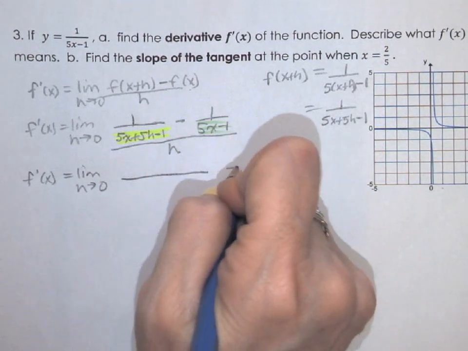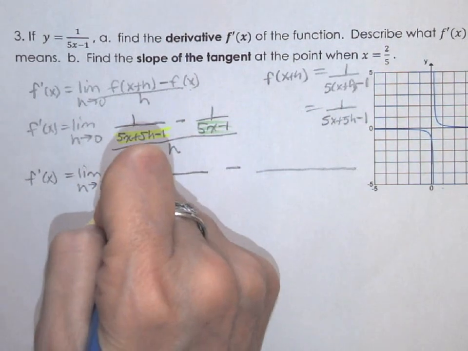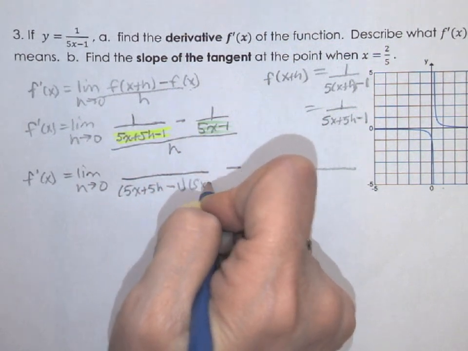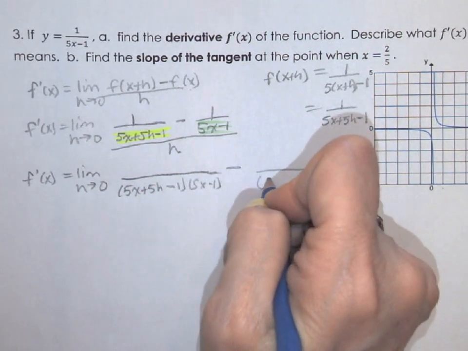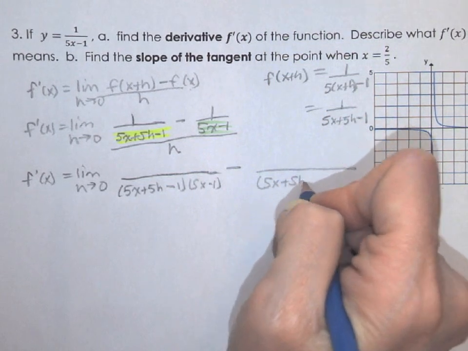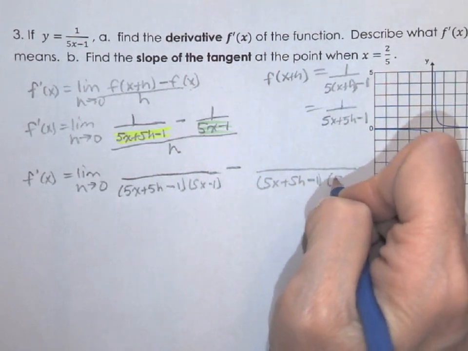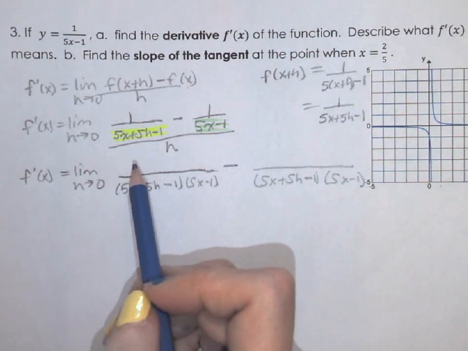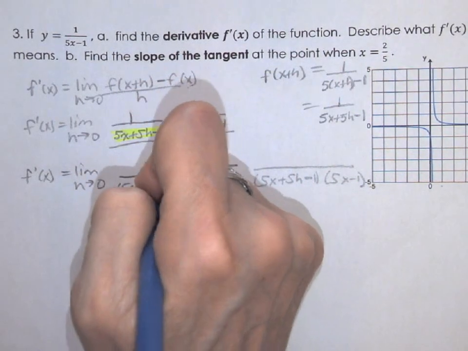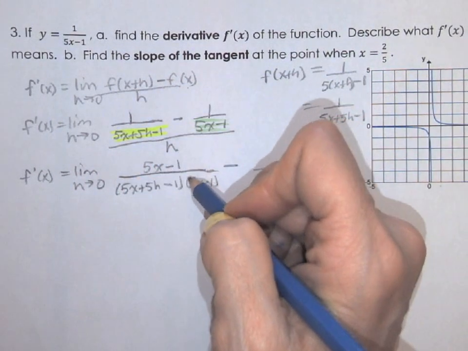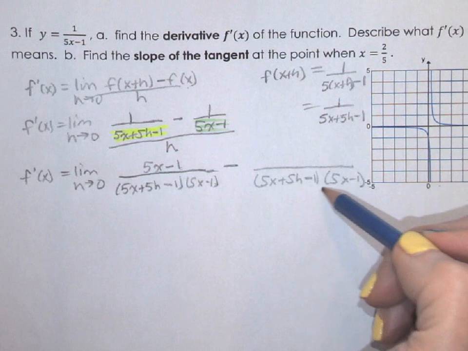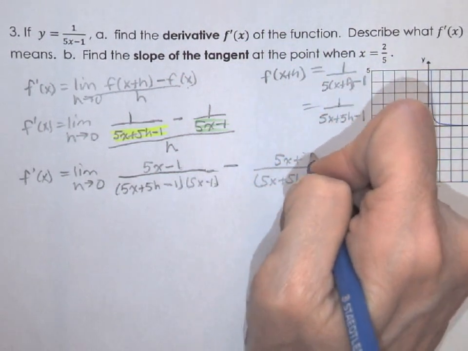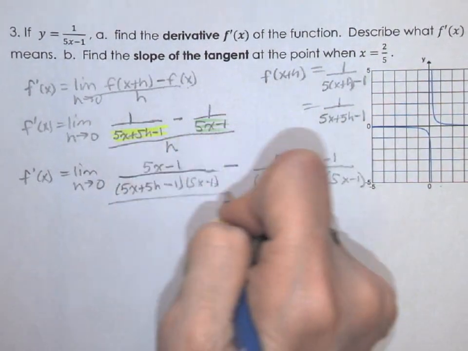So if our common denominator becomes 5x plus 5h minus 1 times 5x minus 1, we have to create equivalent fractions by adjusting the numerators so we can subtract fractions. So I would have had to multiply the top by 5x minus 1 here, and I would have had to multiply the top by 5x plus 5h minus 1 here, and that's all over h.